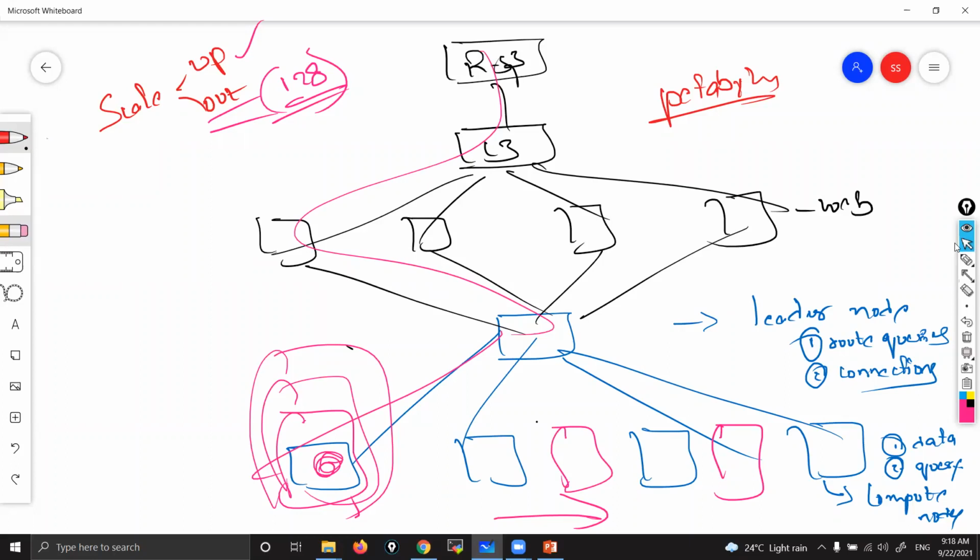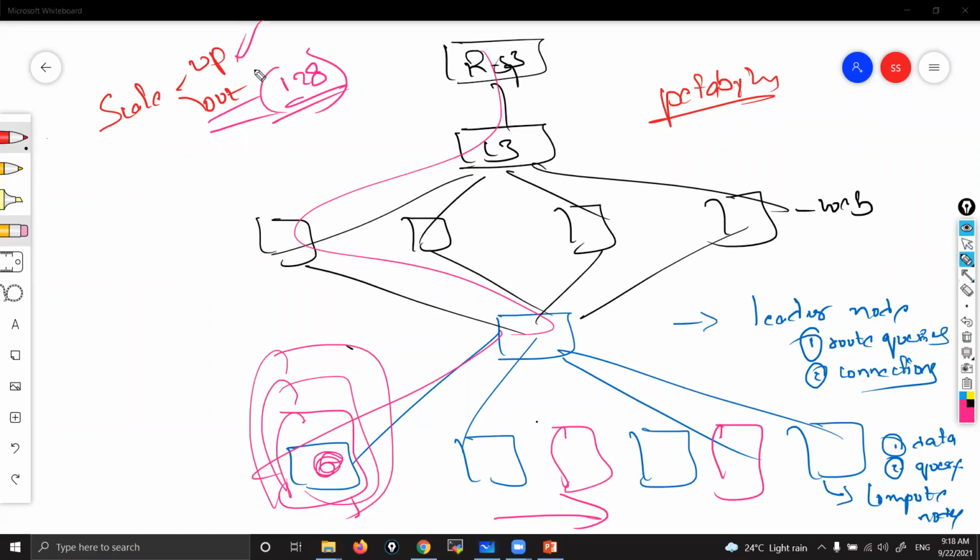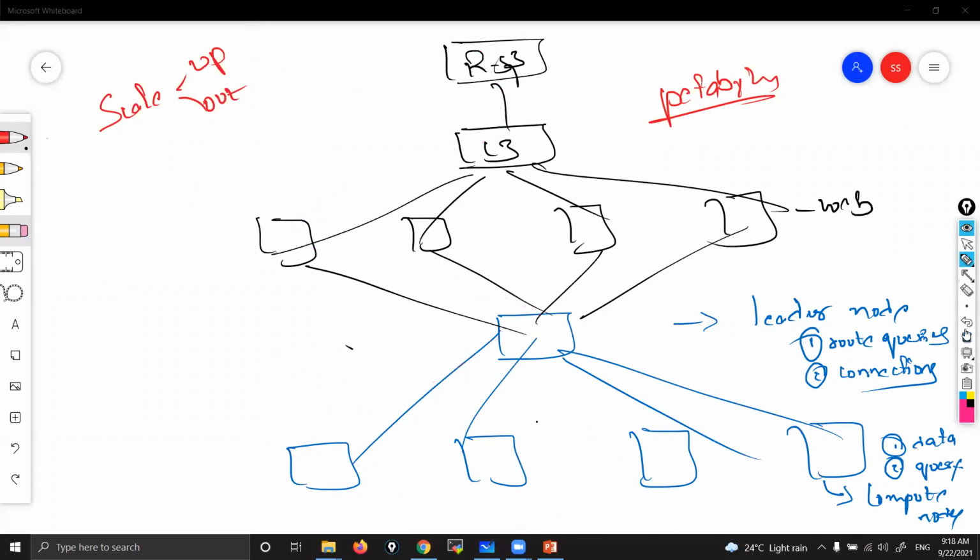Now, what is the limit to scale up? There is no predefined limit. But who will decide up to which extent it should be scaled up? The leader node will decide. On what basis? Based upon the query operation. That means, I'll tell you, see. Suppose there is a bag.